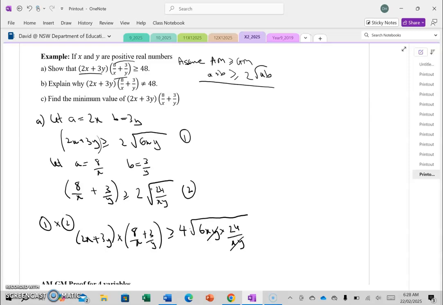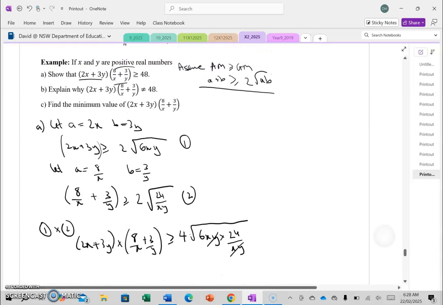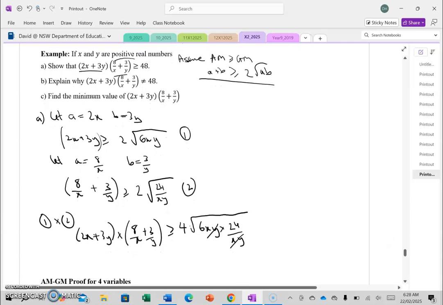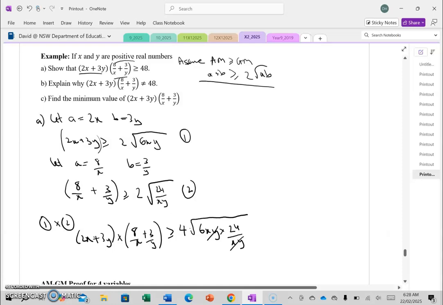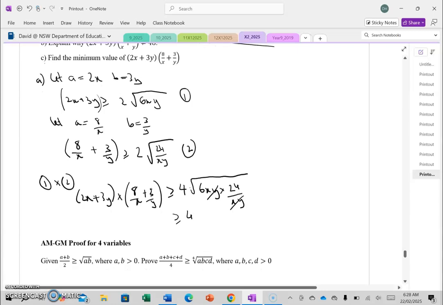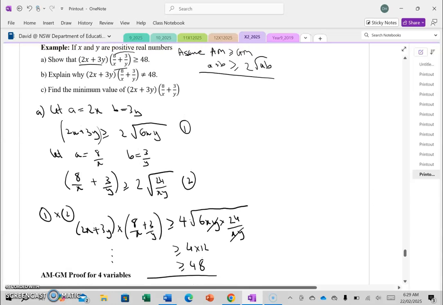The xy's cancel. Okay, and 6 times 24 should be 144. Square root of 144 is 12, so that's going to be 4 times 12, which is 48. Okay, just for time's sake, I'm going to imagine I've written the same thing. So that's part a. Now this is interesting. Part b says explain why we can't equal 48. So we know we're greater than or equal to 48. We want to explain why we can't equal 48.